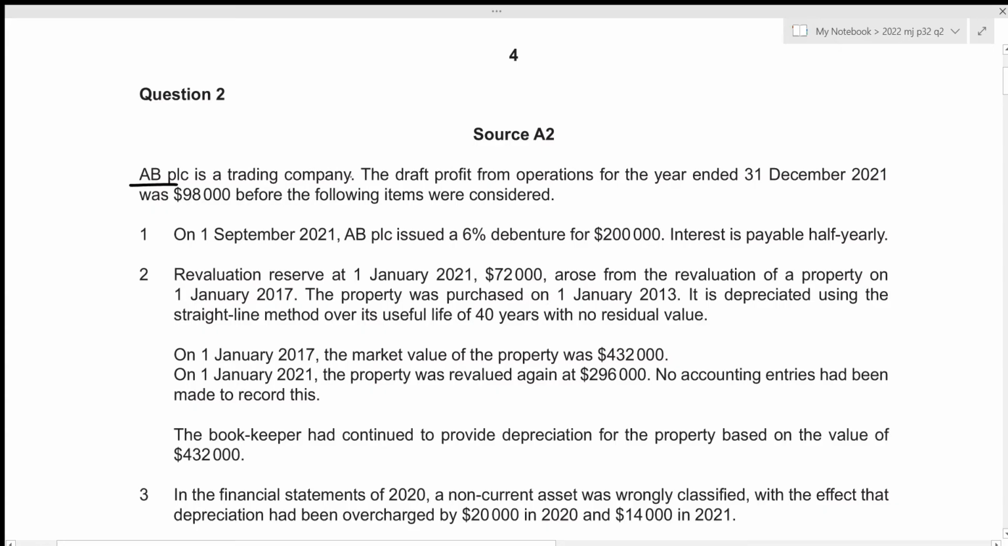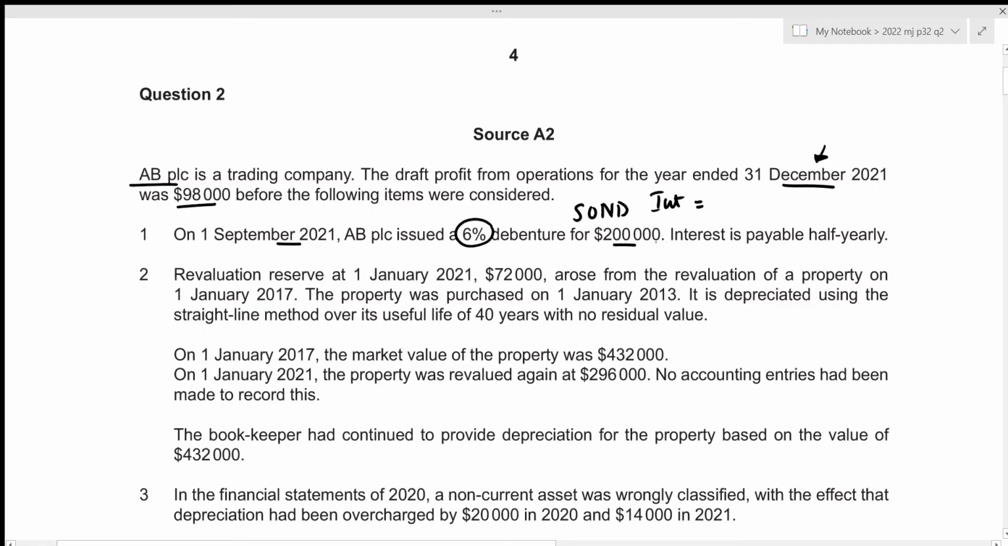AB PLC is a trading company. The draft profit from operations for the year ended 31st December 2021 was 98,000 before the following items were considered. The first item, at the date of 1st September 2021, AB PLC issued a 6% debenture for 200,000 and interest is payable half yearly. Okay, we can see that we have the ending date of 31st December 2021, which means that the months for which we need to pay this interest on debenture are going to be September, October, November, and December. So let's figure out the interest charge for these 4 months.